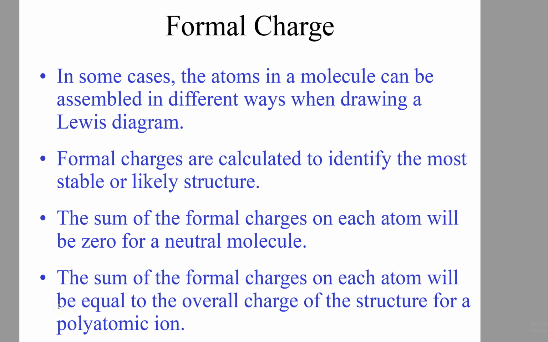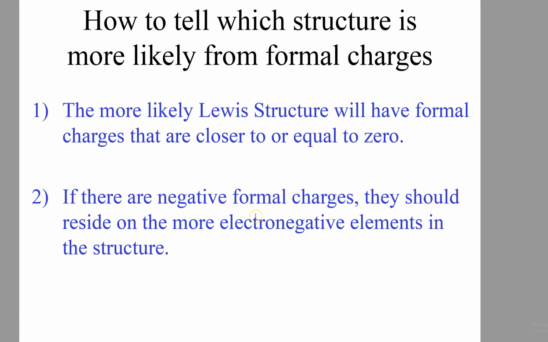Let's go ahead and do some practice problems for formal charges. And formal charges, as a quick refresh, is that atoms in a molecule can be assembled in different ways. And these formal charges are going to be calculated to identify the most stable or most likely structure. Now remember, for formal charges, you need to make sure that each atom will be a zero for a neutral molecule. And once you sum up those formal charges, you should end up with an overall charge for the polyatomic ions. So when we're talking about polyatomic ions, we're really talking about those formal charges.